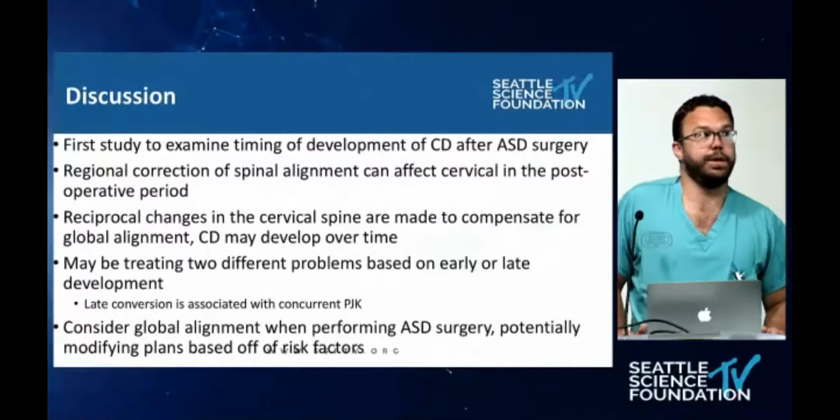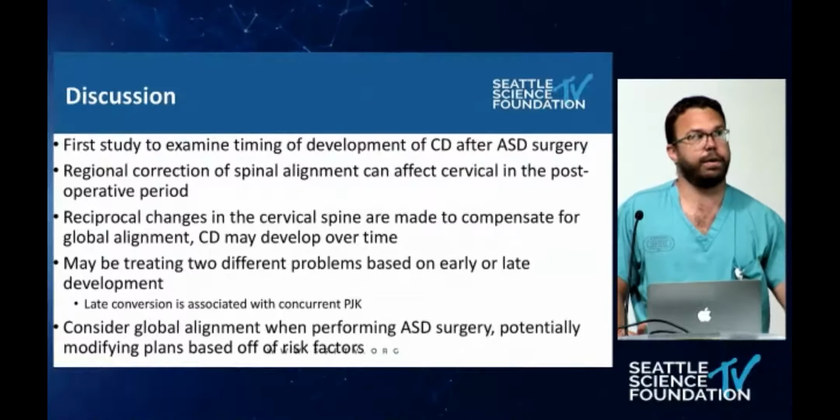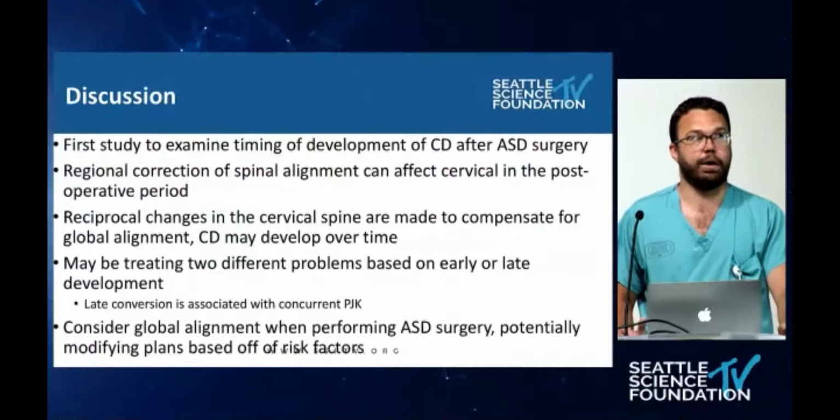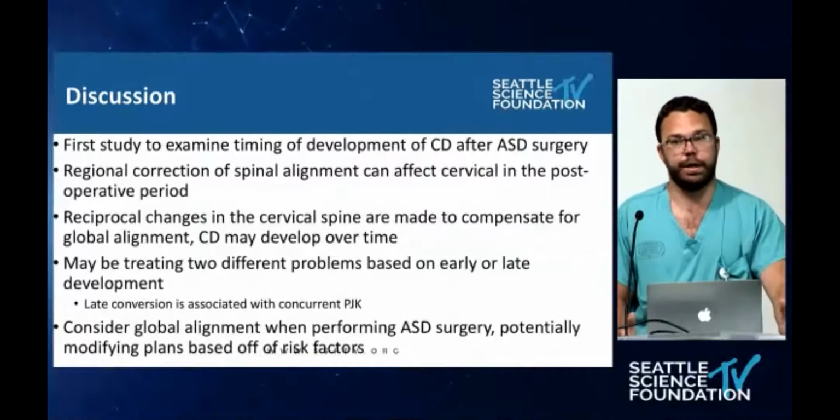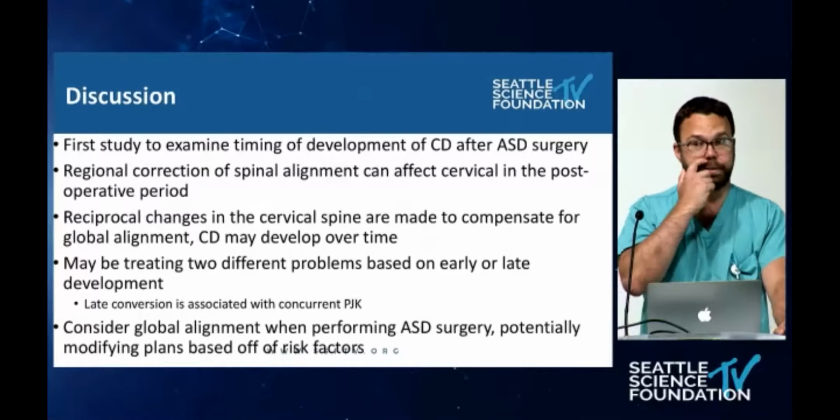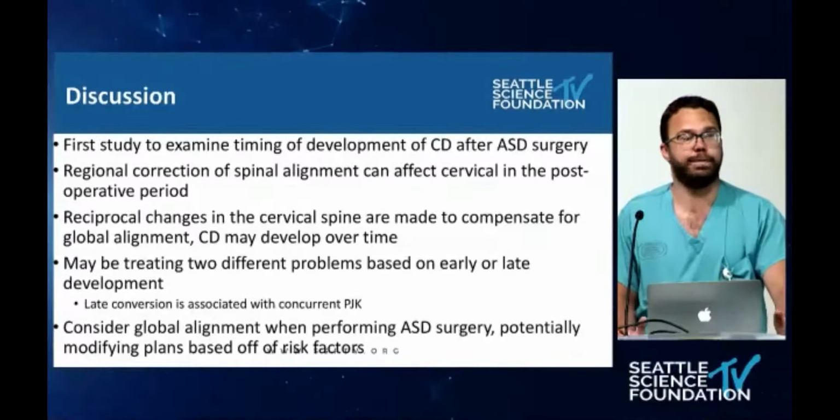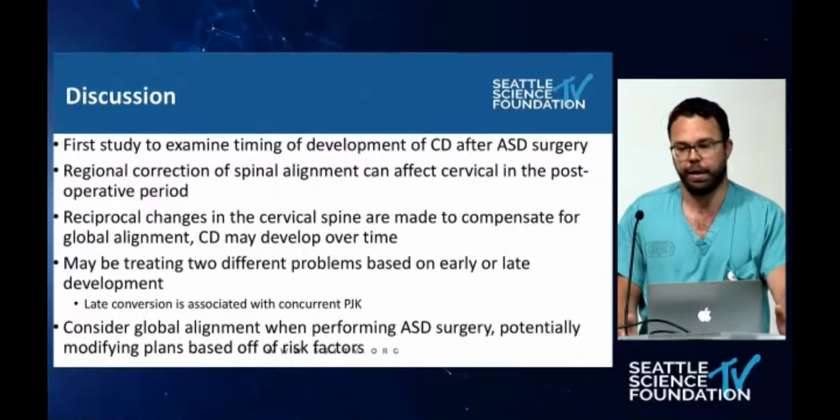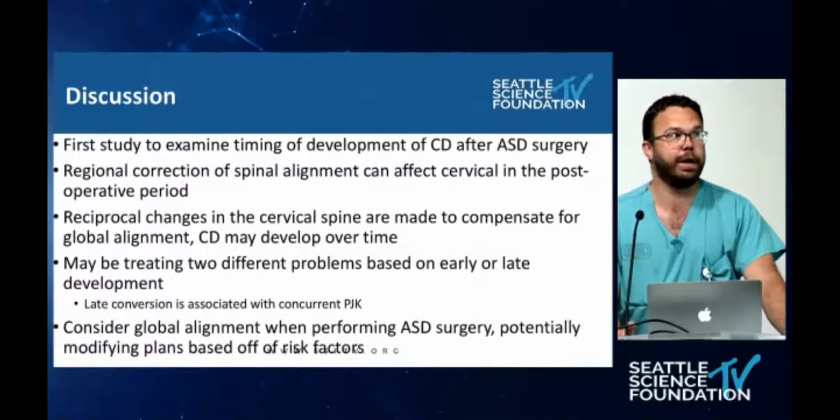This is the first study to examine the timing of development of cervical deformity after index surgery for adult spinal deformity. And as we were saying earlier, this shows that regional correction of spinal alignment can affect the cervical spine in the postoperative period. These reciprocal changes are what's responsible for the cervical deformity. What they were showing in this paper is that we may be treating two different problems based on early or late development, where the early cervical deformity may just be compensatory from changing the global alignment of the spine, whereas these late developers are more likely related to PJK development.